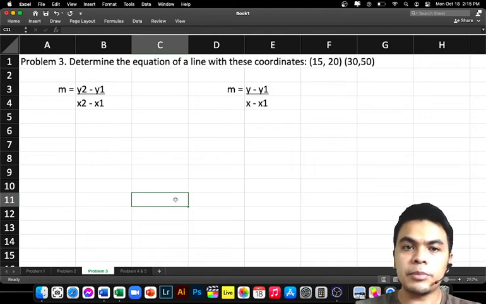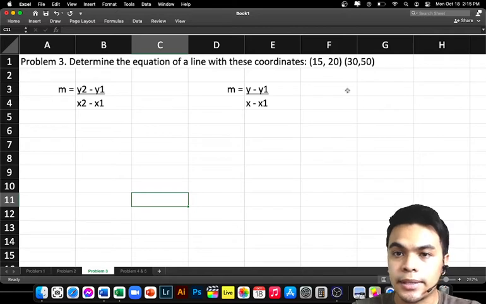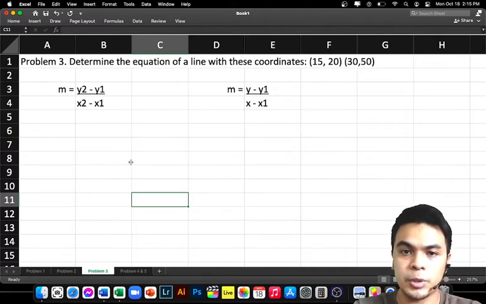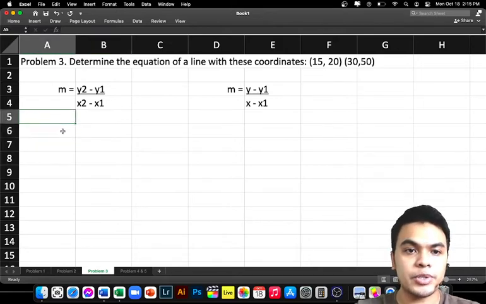Okay, for problem number 3, we are to determine the equation of a line given with these coordinates. We have two sets of coordinates here: 15, 20, and 30, 50. So we have two formulas that we are going to use to determine the equation. First is the formula for the slope, and the next one is this modified formula so we can identify the equation. So we'll start with the slope first.